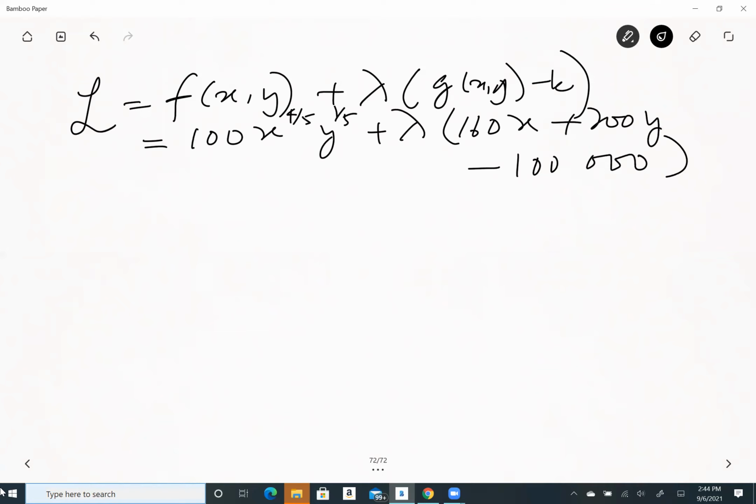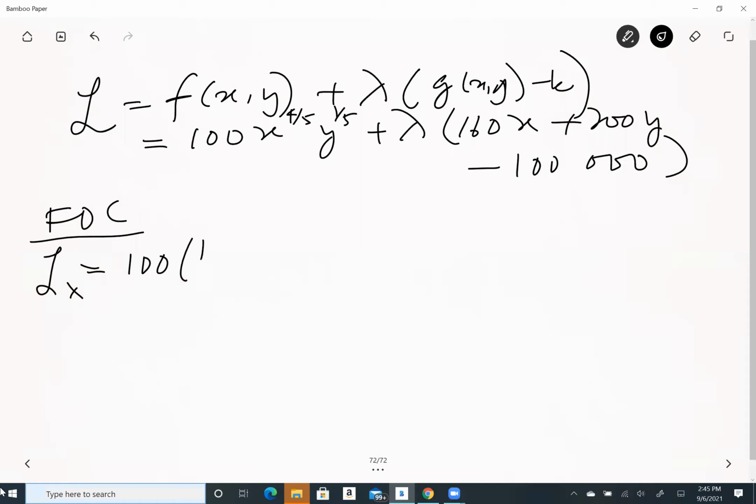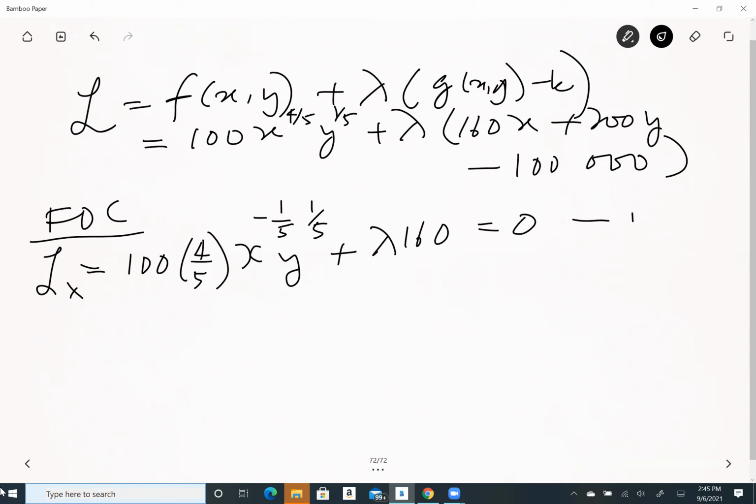All right, so what you do here is get the derivatives. First is Lx. What is Lx equal to? You get 100 multiplied by 4 over 5 x, reduce the power by 1. So 4 over 5 minus 1 becomes negative 1 over 5, multiplied by y to the power of 1 over 5, plus lambda 160. Set that to 0, call it number 1.